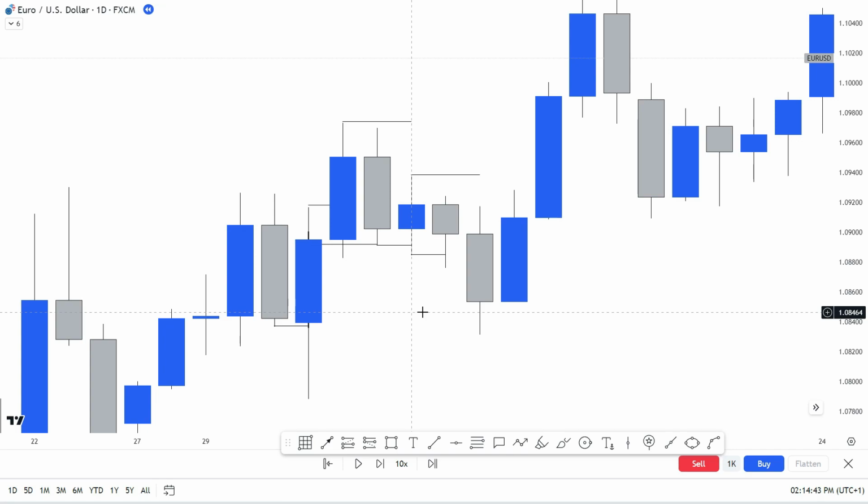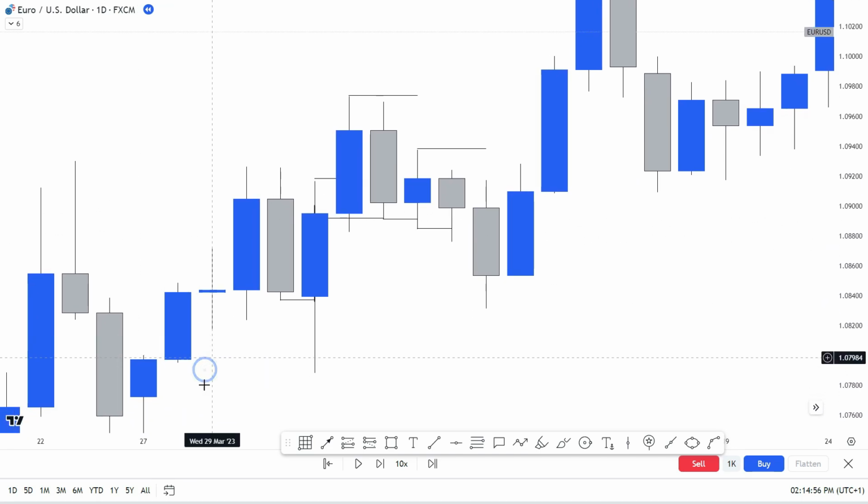Now, on the day that the previous day high or low is not taken, you just have to continue with the same trend. For instance, let me see if I can show you an example.